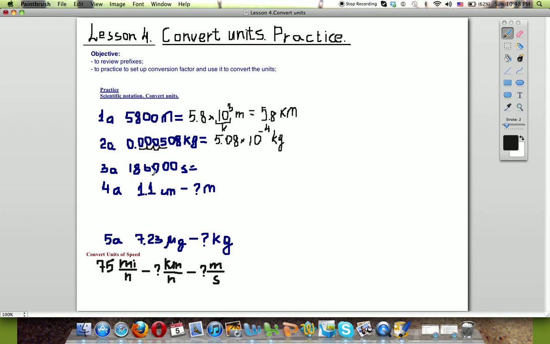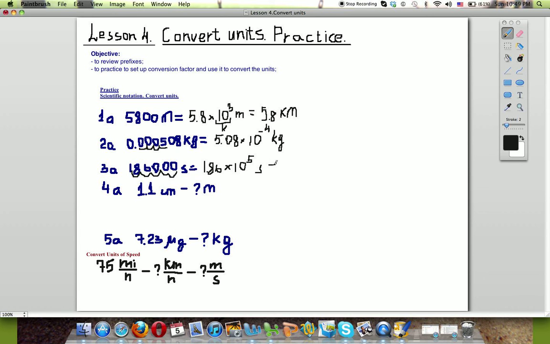So the example from set of problems number 3: 186,000 seconds. To express it in scientific notation, it's going to be 1.86 times 10 to the power of 5 seconds. The reason why it's the power of 5 is that from this place I have to move the decimal places 1, 2, 3, 4, 5 times to the right to make these two numbers equal.